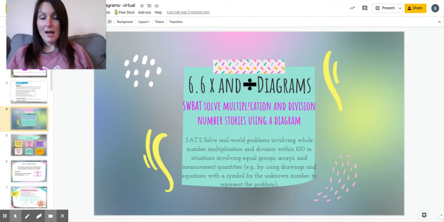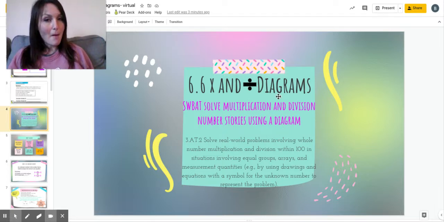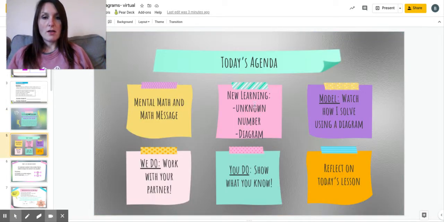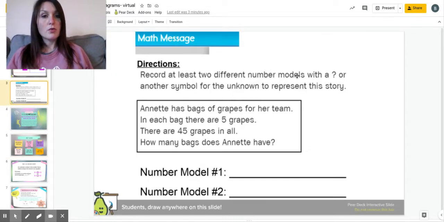So we're going to come back to the diagrams in a minute. Right now, we're just talking about, in that math message, solving the problem. So hint, we're talking about multiplication and division diagrams. Hopefully that will be helpful to you. We are looking at this because in our standard, it's the algebraic thinking, solving real world problems. And today we're going to be focusing in on looking at the unknown number. So that's why in the math message it says to put a symbol to represent that unknown.